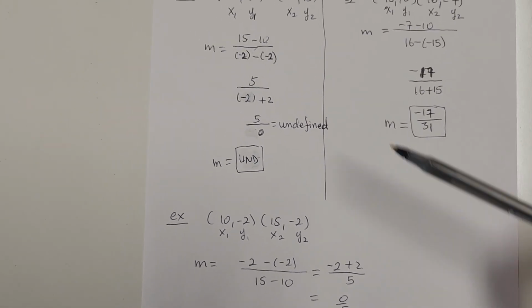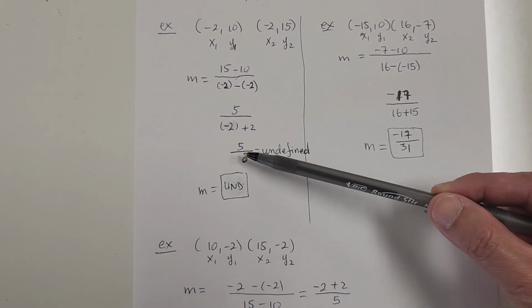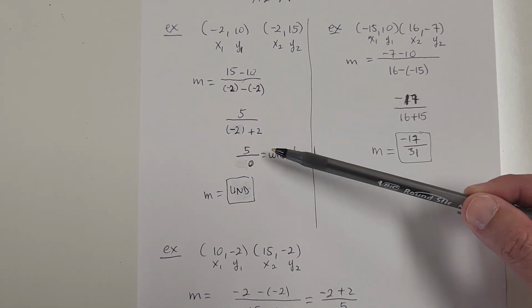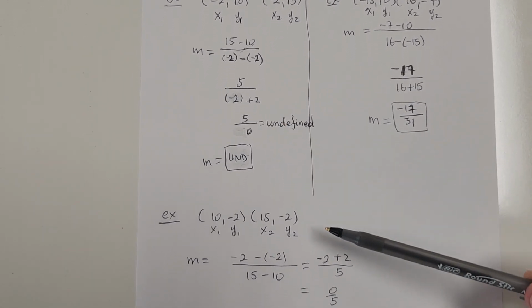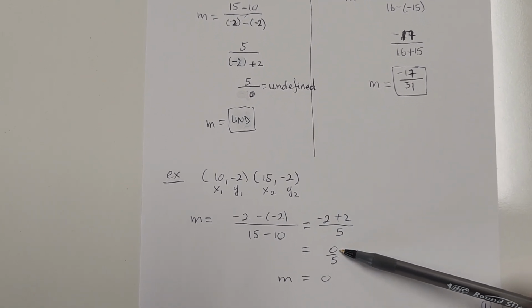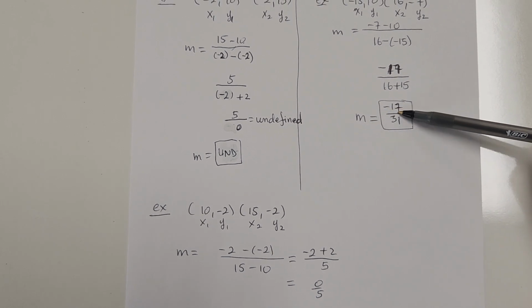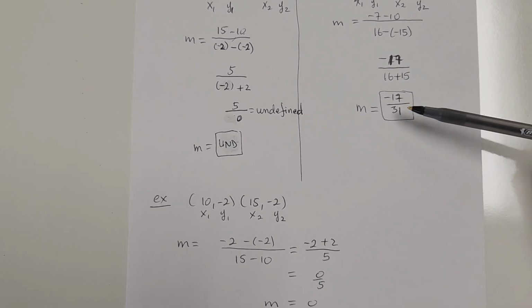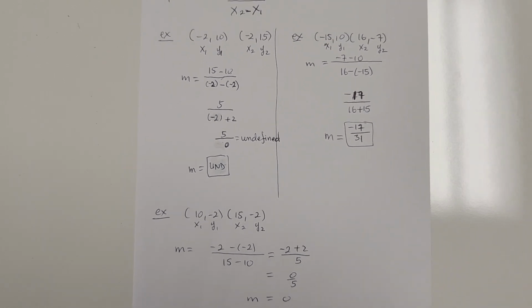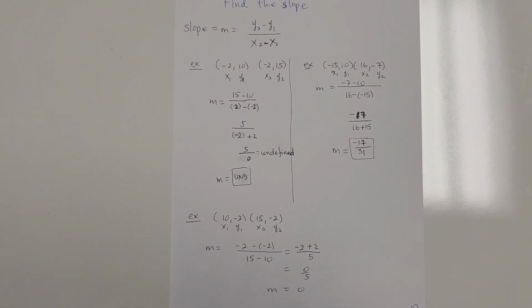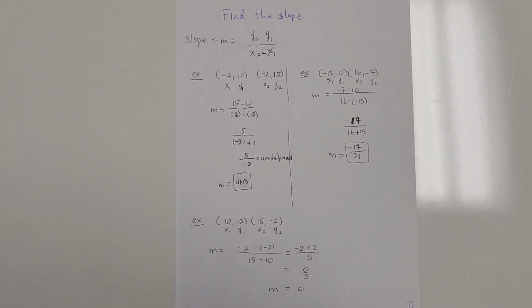One more time. In the first example, 0 is in the bottom, so it is undefined. If 0 is on top, then the answer is 0. Okay, if you have fractions, make sure you reduce. Okay, so this is finding the slope given 2 points.